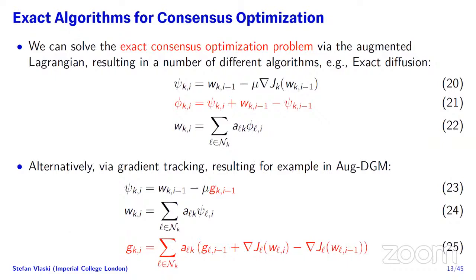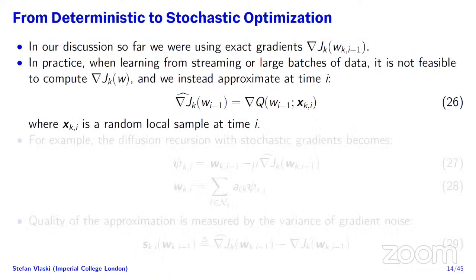Okay, so these are all these different algorithms. We have a vague idea in the back of our mind that some of these algorithms come from a penalized problem, which is an approximation, and some come from an exact formulation, either via augmented Lagrangians or via gradient tracking. But then the question becomes, what's the performance of this kind of scheme?